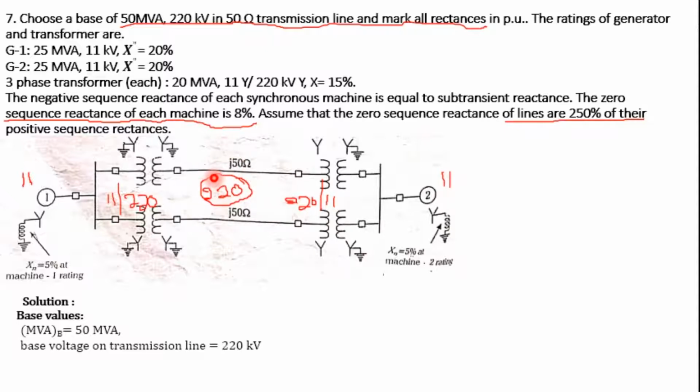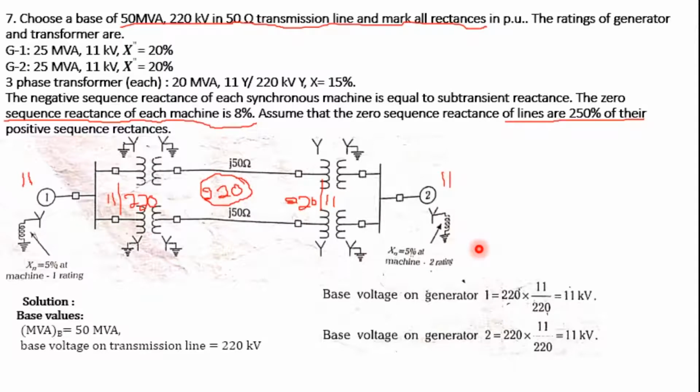We need to convert these new values onto generator 1 and generator 2. We know this formula: base voltage on G1 low voltage side is equal to the high voltage new value times the low voltage rating divided by the high voltage rating of the transformer. We will get 11 kV, and similarly for G2. So there is no change between the old value and the new value.